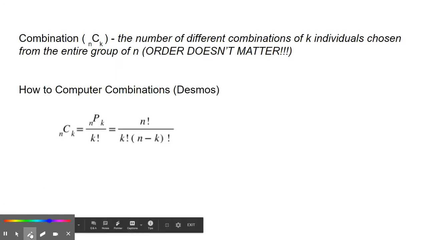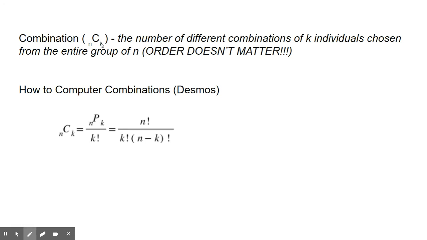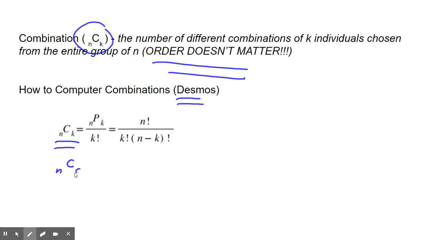Now, combinations are a different story. So combinations, which in my opinion are a lot more usable, is where the order doesn't matter. Okay, order doesn't matter. You're just trying to pick k individuals from a group of n. Again, we're going to use Desmos graphing calculator to do this. In the Desmos graphing calculator, it's going to be nCr instead of k. Again, here's the formula. The only difference is they add this k factorial in the bottom. Again, we're going to use the graphing calculator for our combination problems.